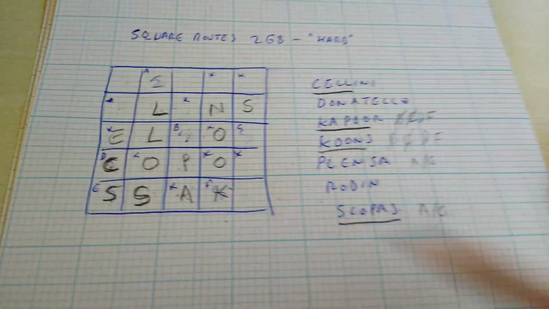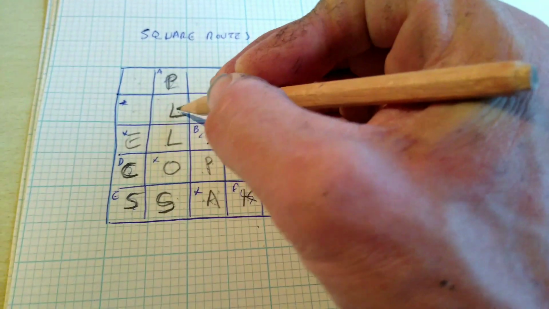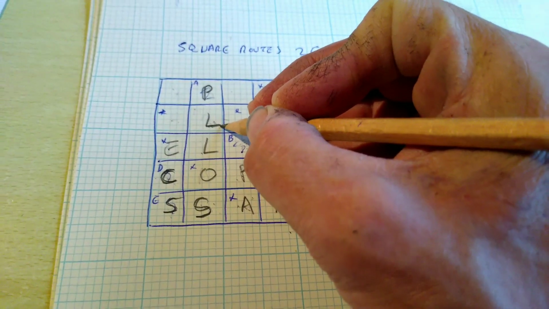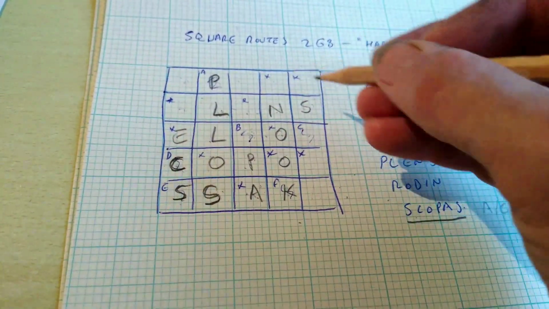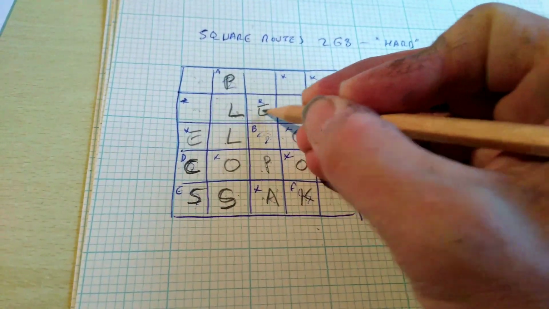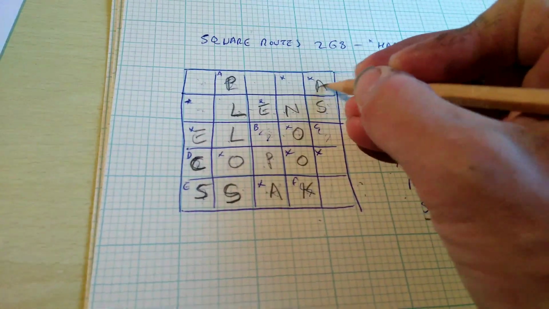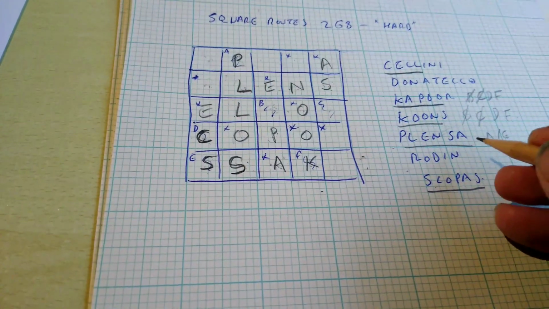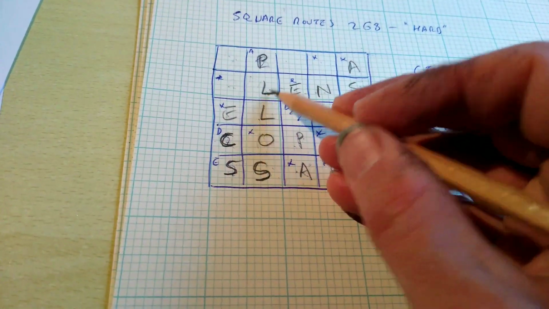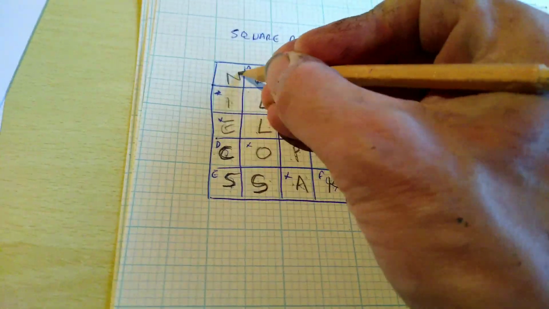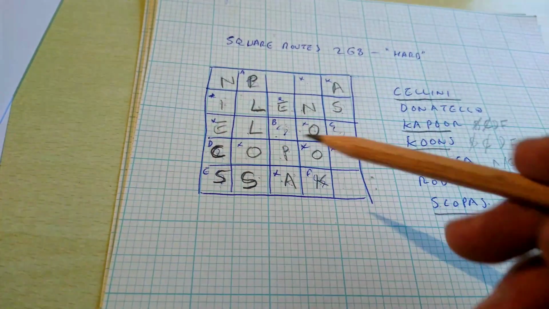Right, we know that Plenza starts in A or E and it doesn't start in E, so it starts in P, so that works well with that E-L-L, I suppose. P-L-E-N, and then we're trapped, so it must go this way. P-L-E-N-S-A, so Plenza's in, which probably means we can finish Selene out. C-E-L-L-I-N-I. So Selene's in.